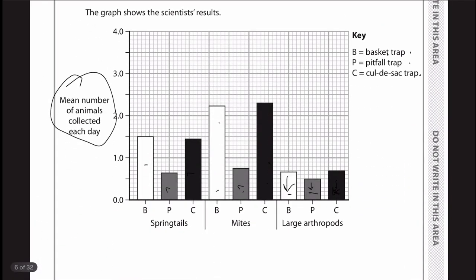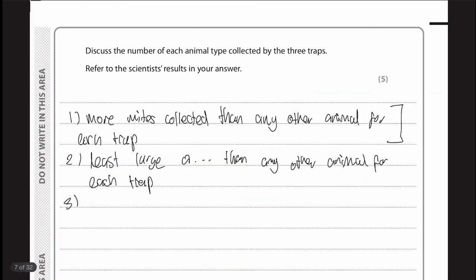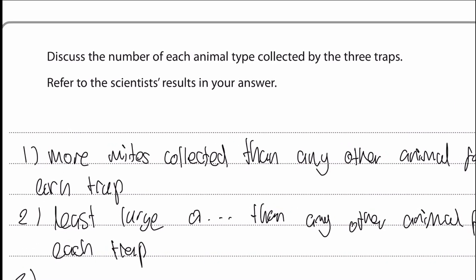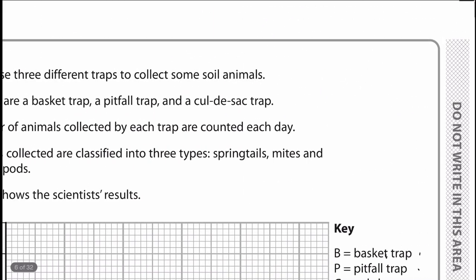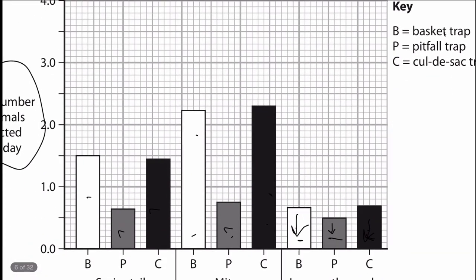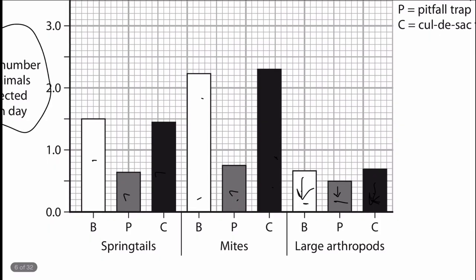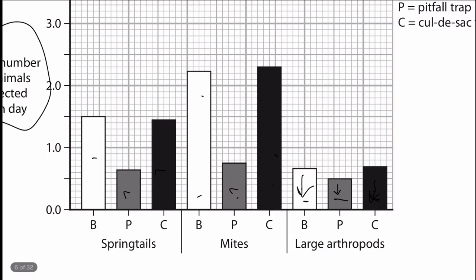Okay, now that we've got some general stuff, we might need to look at something more specific, something else we can infer, because we need to discuss the number of each animal type collected by the three traps. So we're looking to discuss, which means we're just basically looking for certain patterns, looking for certain occurrences in the data. Now, another thing that we can see here is we can look specifically at one group of the animals. For example, we can look at the mites specifically.